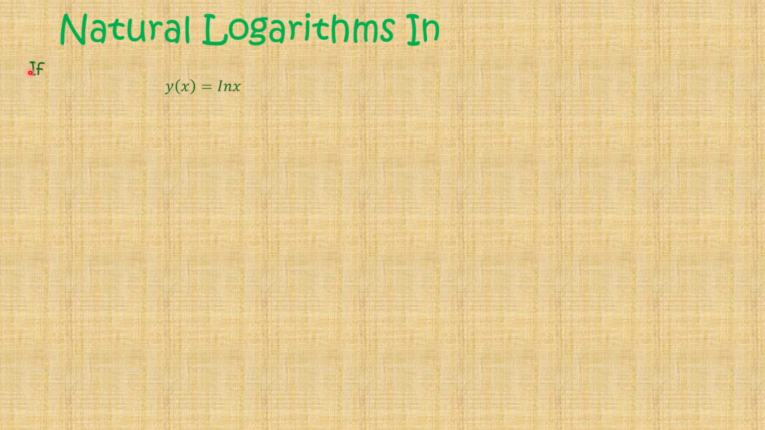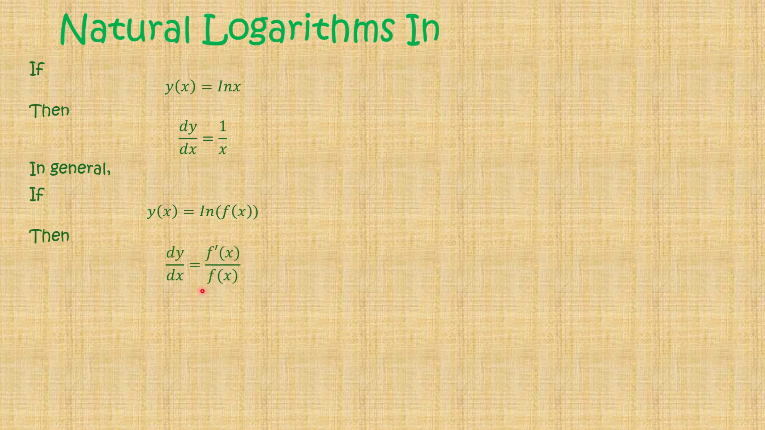Now, moving on with the natural logarithms. If y of x is equal to ln of x, then dy dx becomes 1 over x. And in general, if y of x is equal to ln of f of x, then dy dx becomes f prime of x over f of x.